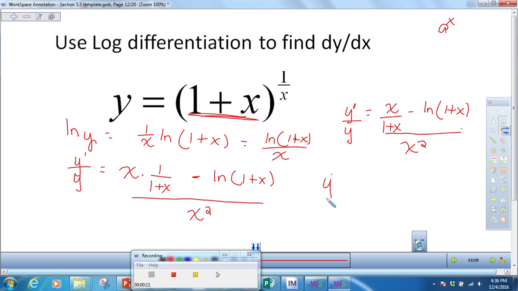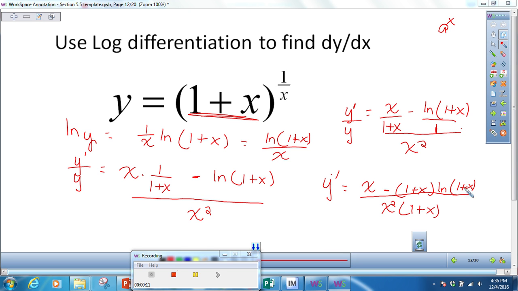So then y prime is equal to, could I clean this up a little bit? Yeah, let's clean that up a little bit. I get x minus 1 plus x, the natural log of 1 plus x, all over x squared times 1 plus x. And I have to multiply all of that times y. But remember, y in this case was what I started with. So it's 1 plus x raised to the 1 over x. There's a lot on that problem. It's ugly, but that's what we would call simplified.